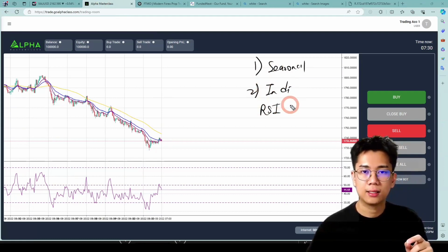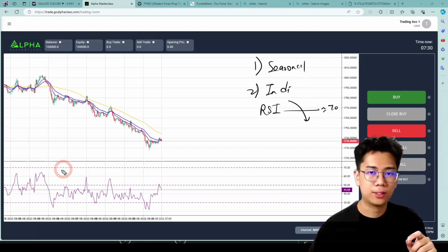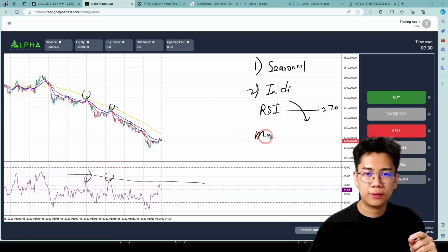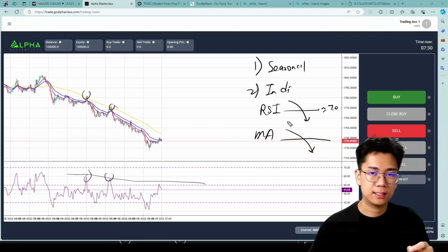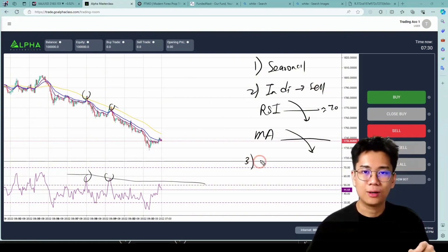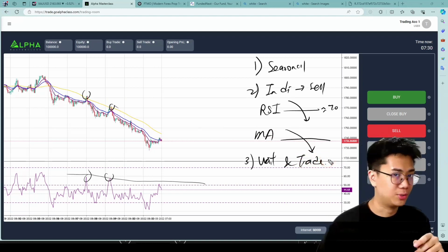RSI cross down around 70. Look into the past. Where is a point that it always U-turns? And also for moving average, look into cross down. That's it. That's all. Clear? Then last one, just wait for it. Wait and then trade.